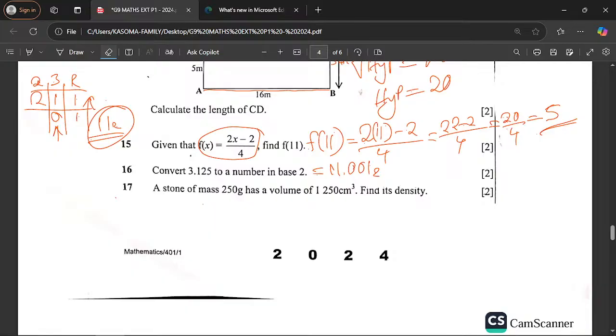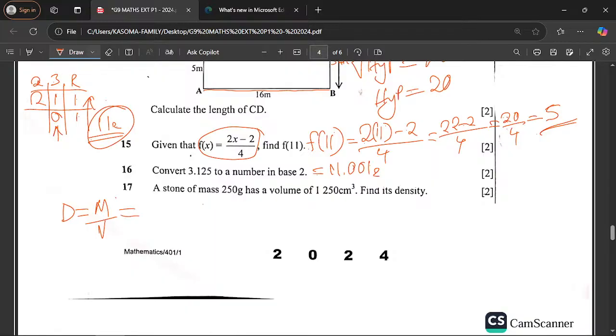Okay, we come to question 17, which is a stone of mass 250 grams has a volume of 1250 centimeter cubed. Find its density. So how do we find density? We say density is equal to mass over volume. That is the formula for density.